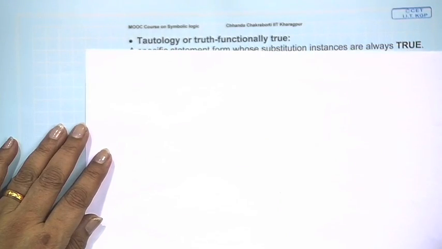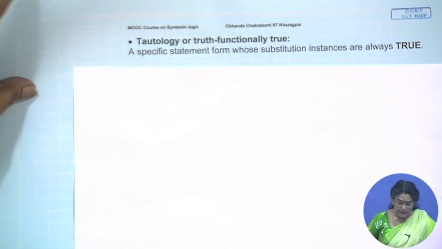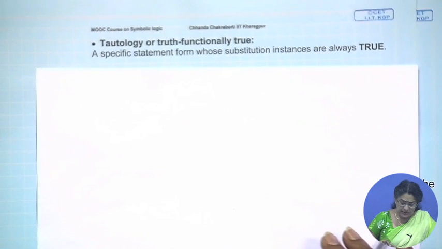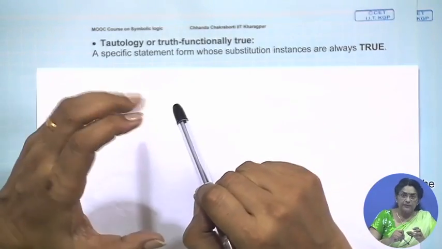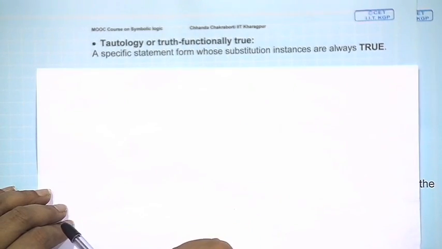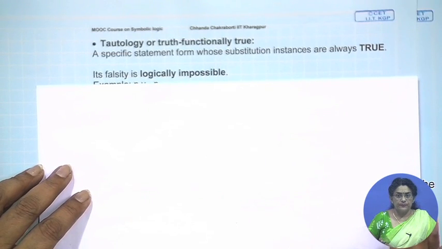First, our acquaintance with these classifications. What are tautologies or truth functionally true propositions? And the answer to that is like this: it is a specific statement form whose substitution instances are always true. Okay? So, that is the first thing to remember, that it is a statement form whose substitution instances are always going to be true. That is what we call the tautology or the truth functionally true. So, its falsity is logically impossible.